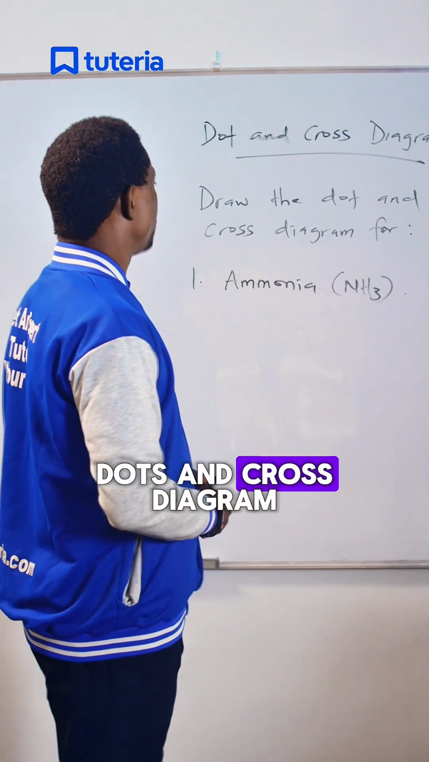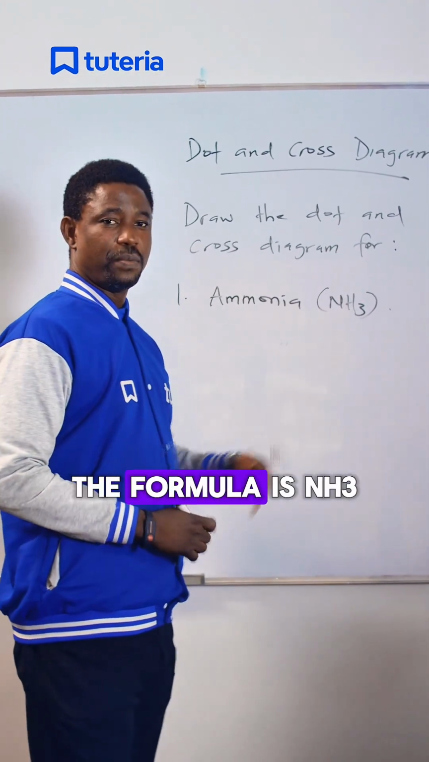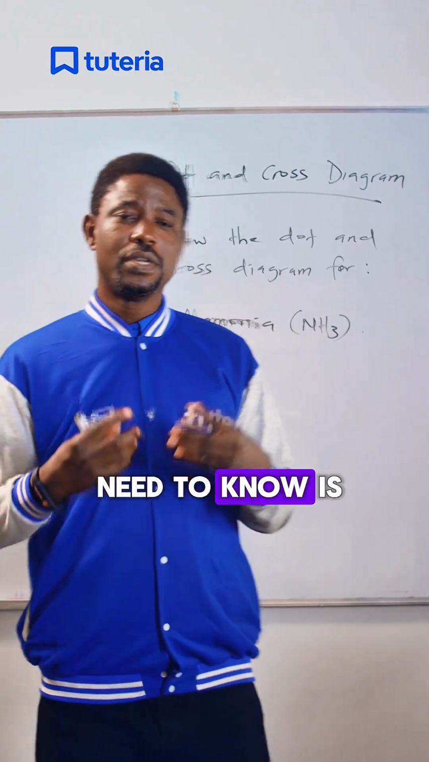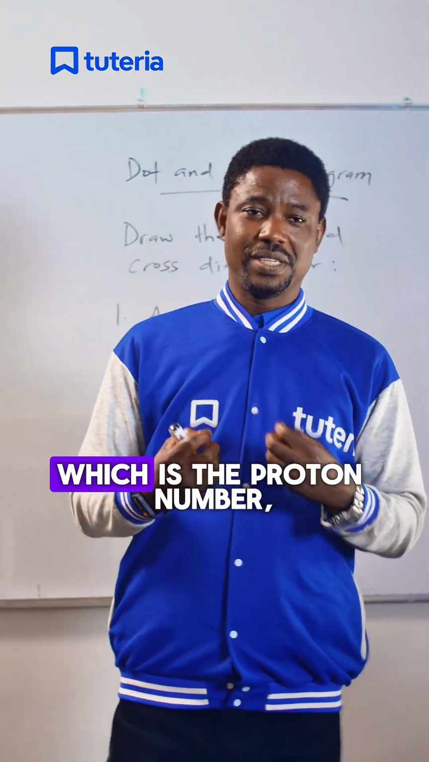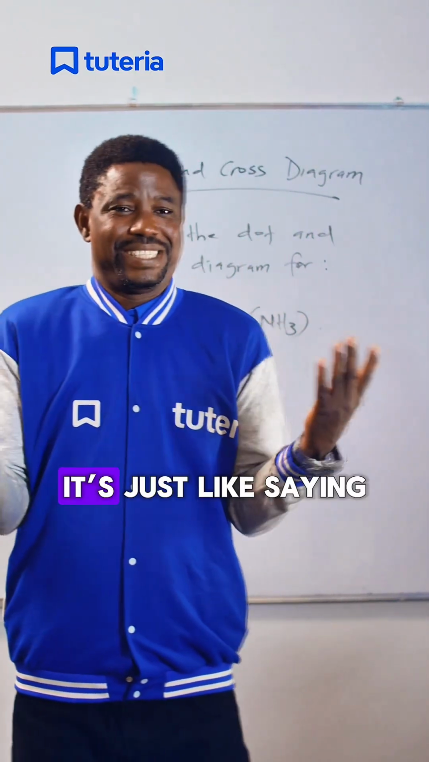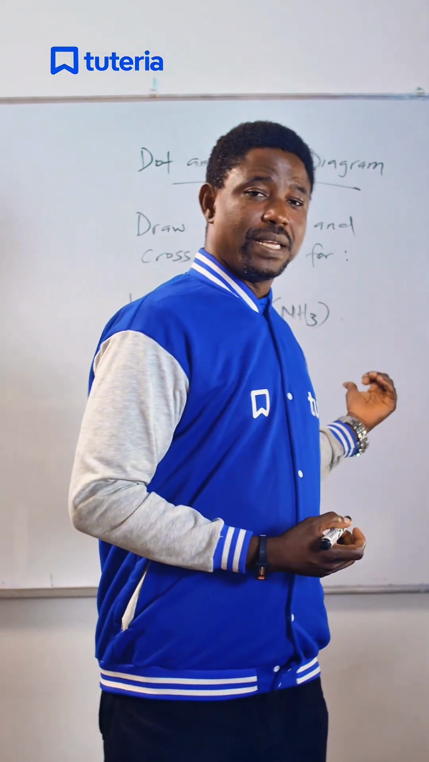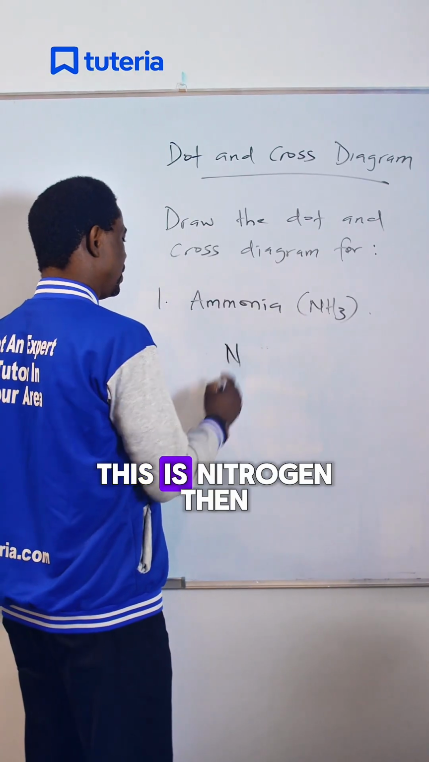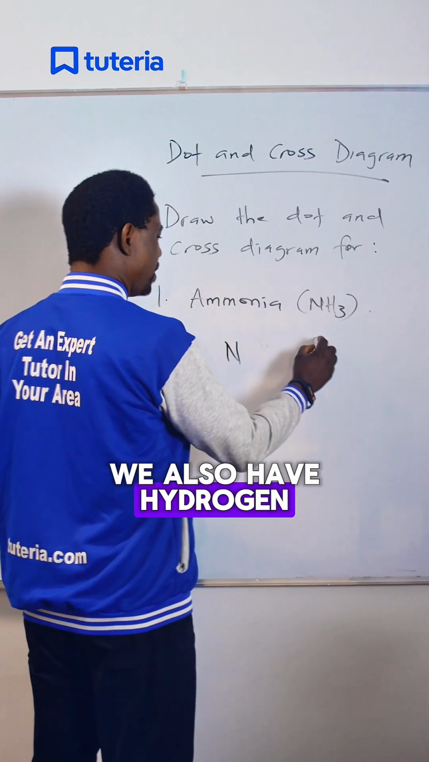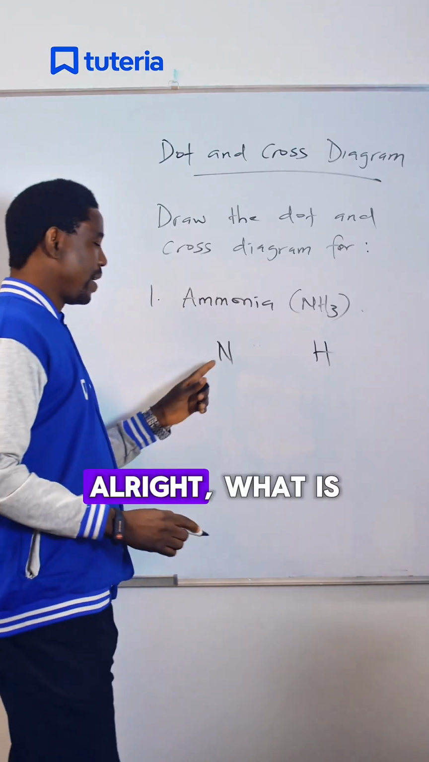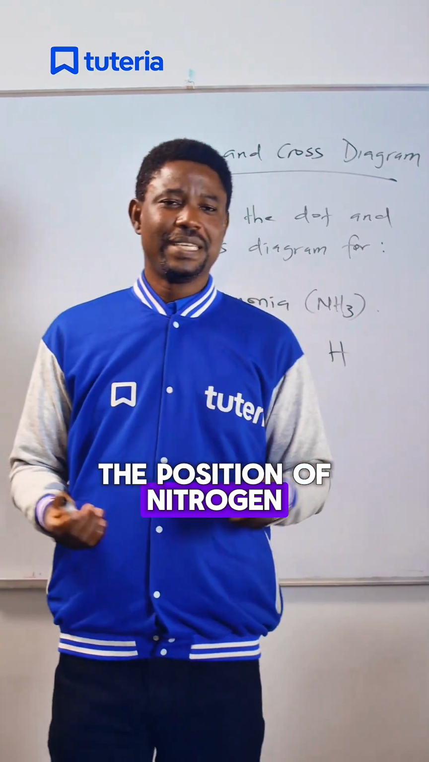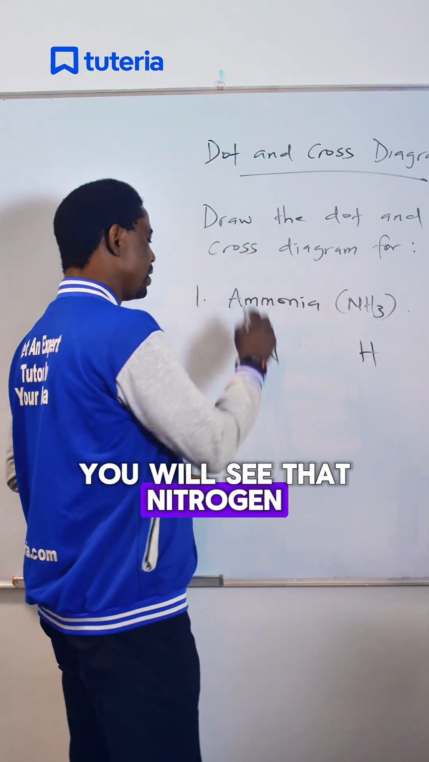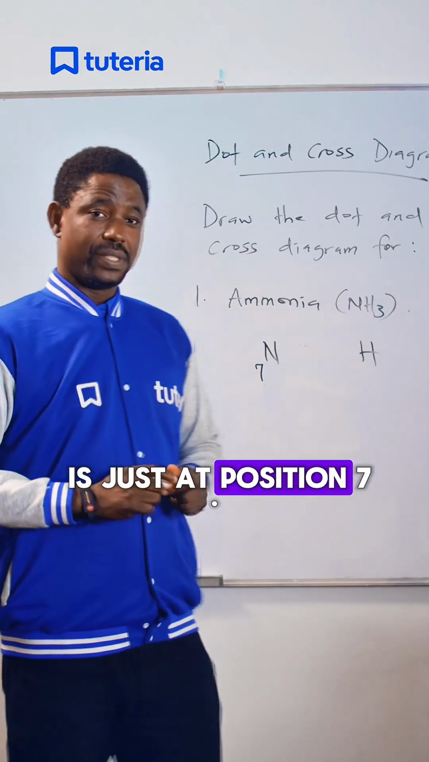Alright, draw the dot and cross diagram for ammonia. The formula is NH3. If you want to do this, the first thing you need to know is the atomic number, which is the proton number. It's just like the position of nitrogen in the periodic table. So this is nitrogen. Then we also have hydrogen in ammonia. This is hydrogen. All right, what is the position of nitrogen in the periodic table? By checking the periodic table, you see that nitrogen is at position 7.